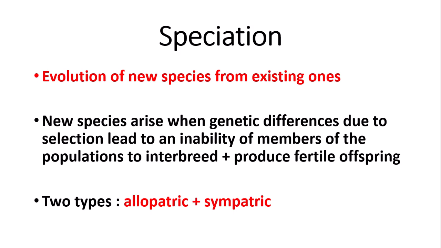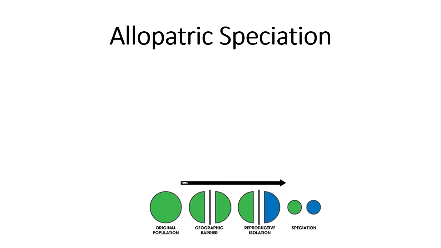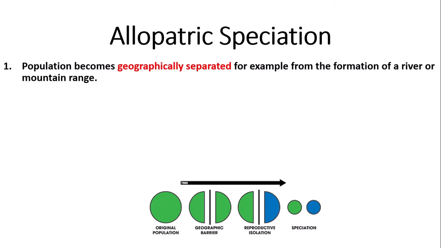Now there are two types of speciation, allopatric and sympatric. So first I'm going to take you through allopatric speciation. So the first step is that the population becomes geographically separated, for example from the formation of a river or a mountain range. So as you can see by the diagram down here, we have the original population, which then becomes split by a geographical barrier, such as a river or a mountain range.